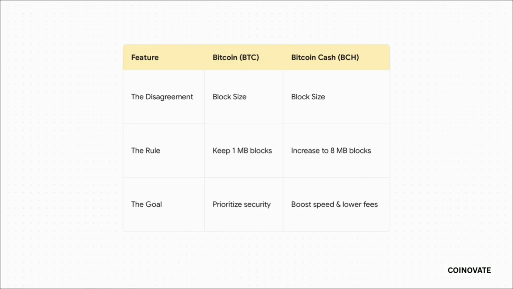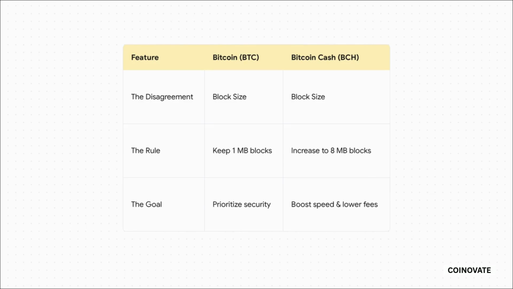Okay, picture this. The year is 2017. The Bitcoin community is in the middle of a full-blown crisis. See, the network had gotten so popular that transactions were getting super slow and really expensive. And the community? They were completely and totally divided on how to fix the problem. And what's so fascinating is that this huge, complex, technical debate, it all came down to one single issue, the block size.